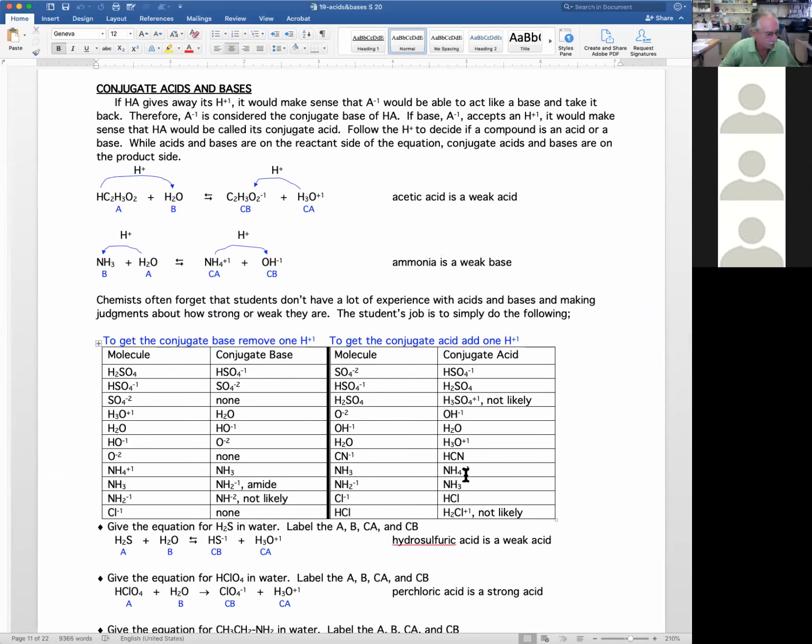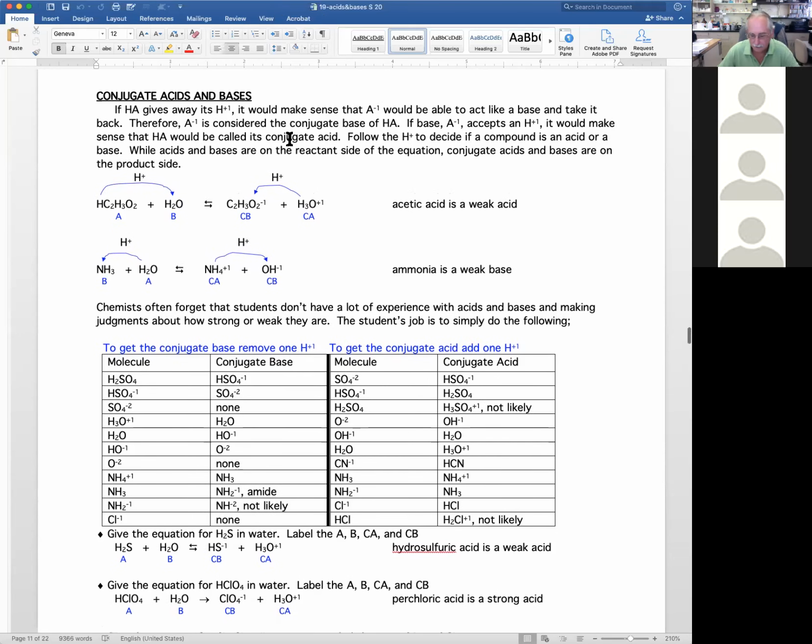So before we start this, are there any questions on the previous part of chapter 19? I guess not. Okay, anyway, so the concept of conjugate acids and bases is pretty simple.